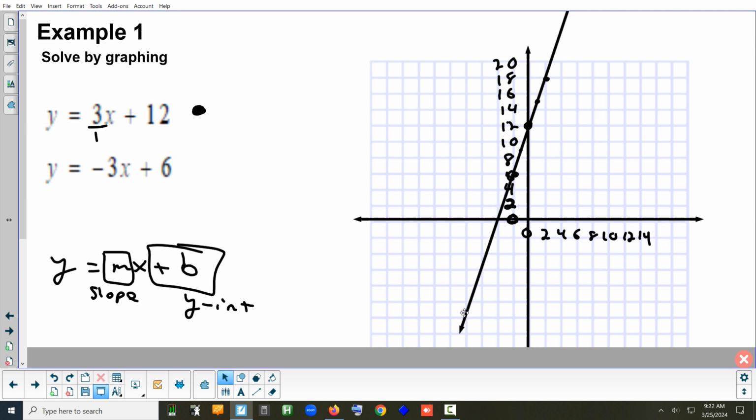Okay. How am I going to do my second line? What's my y-intercept? So that's my slope. Slope is the number with x. But what's my y-intercept? 6. So I'm going to put a dot on 6.